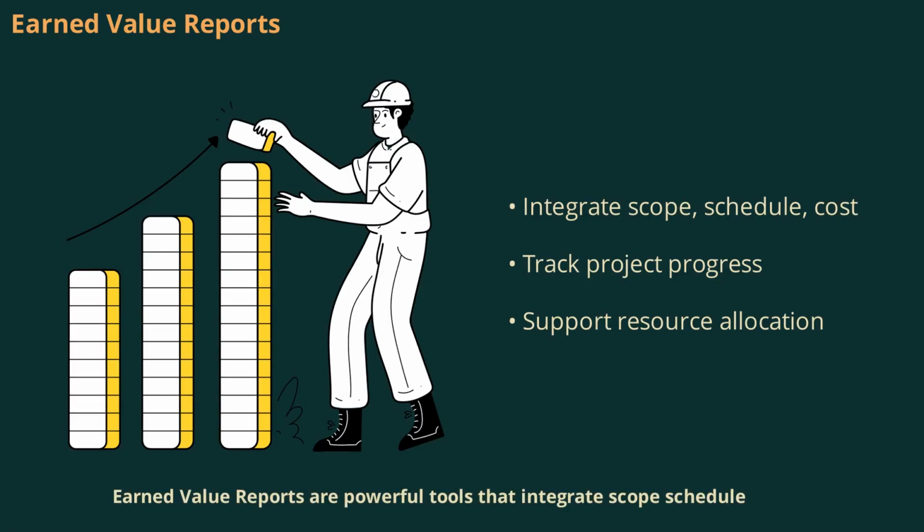Earned value reports are powerful tools that integrate scope, schedule, and cost performance using earned value management techniques. These reports are often included as part of status reports and help organizations track whether projects are on track in terms of both time and budget. By providing a comprehensive view, they support better project management and resource allocation.